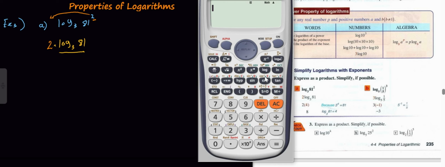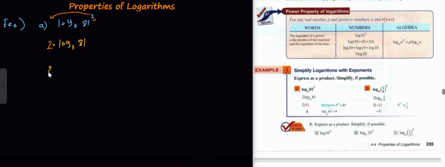It will be log 81 divided by log 3 equals 4. It will be 2 multiplied by 4. So 2 multiplied by 4 is 8.